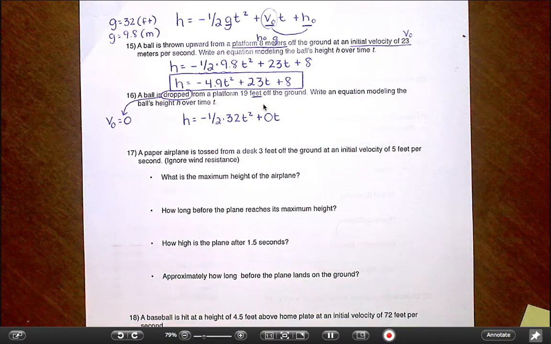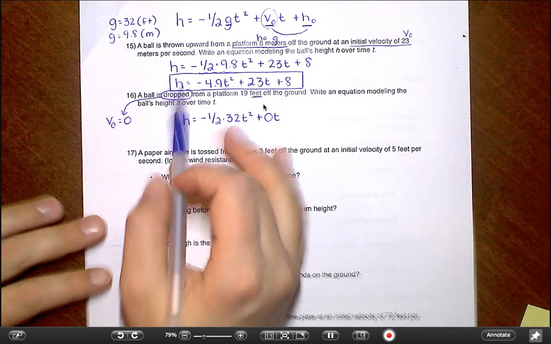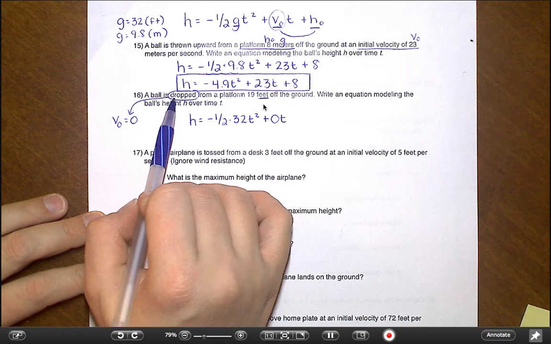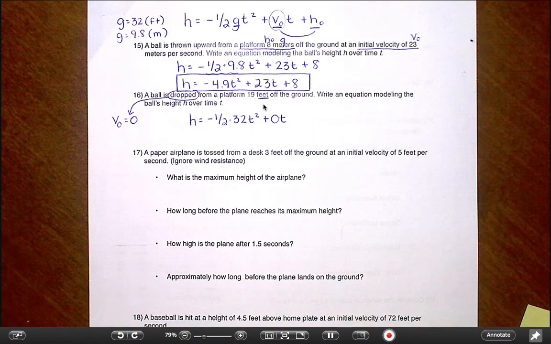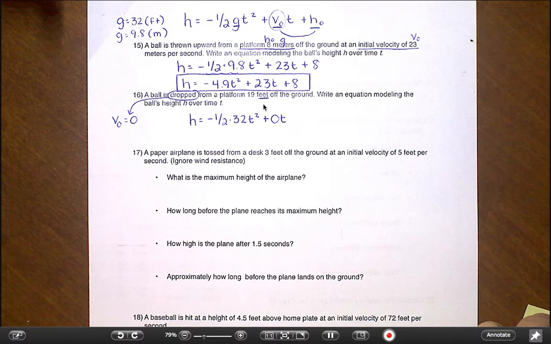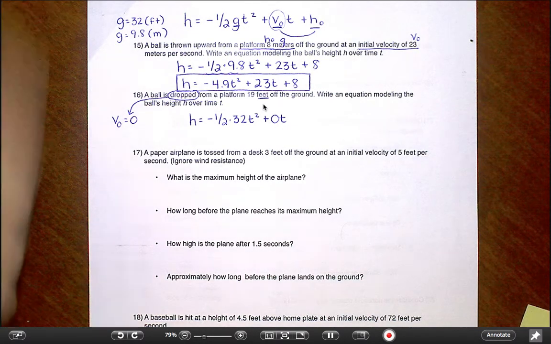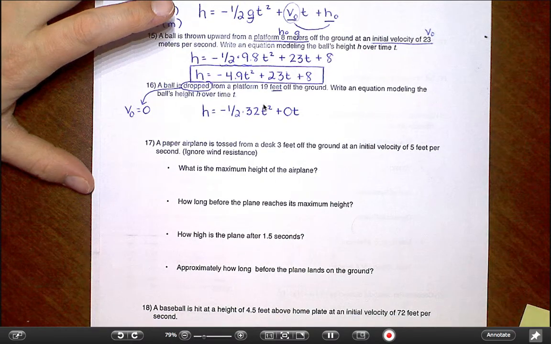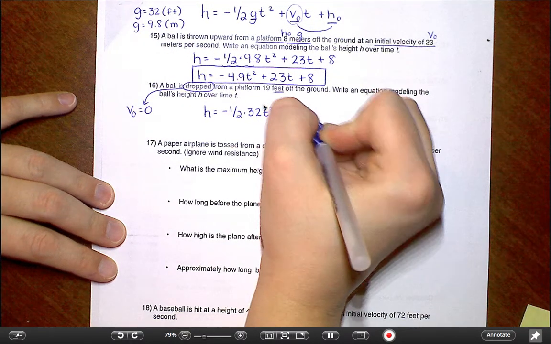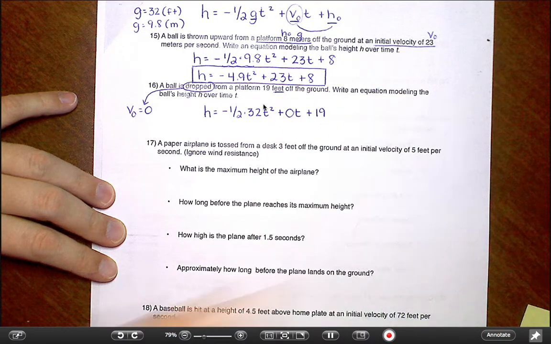So I would say anytime you're reading a problem and you go to look for the velocity and it's not there, look to see if this is what's happening. Okay. Now, if it's not, there's really not a way to solve the problem. I mean, if you're throwing it or launching it or whatever, there has to be a velocity given. And then our platform is 19 feet off the ground. That's our h sub 0. So that'd be 19 down here.